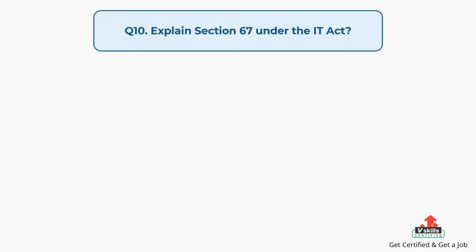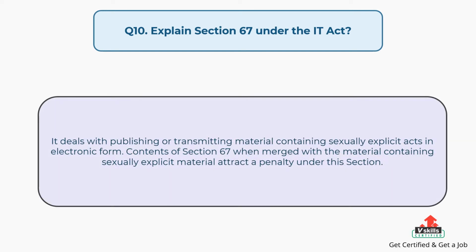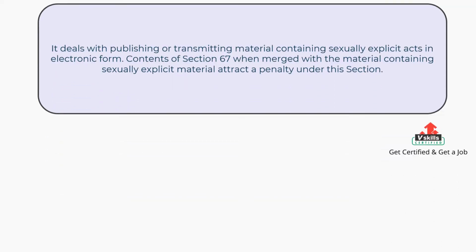Question number 10. Explain Section 67 under the IT Act. The answer is, it deals with publishing or transmitting material containing sexually explicit acts in electronic form. Contents of Section 67 when merged with the material containing sexually explicit material attract a penalty under this section.